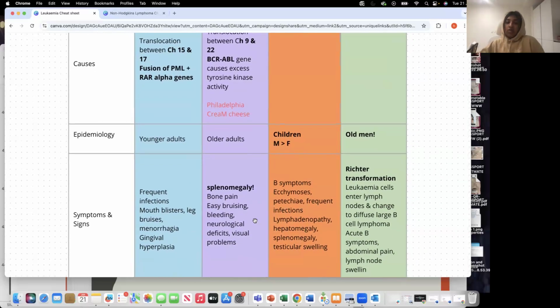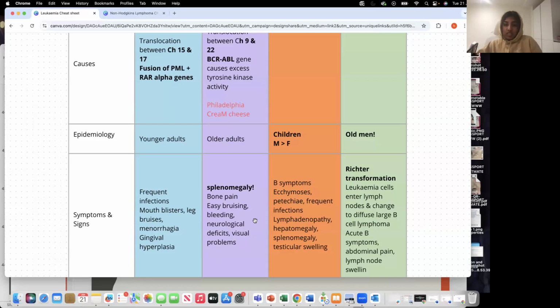AML has frequent infections, mouth blisters, leg bruises, menorrhagia, gingival hyperplasia. CML, in the exam questions, you will see splenomegaly, massive hepatosplenomegaly, bone pain, easy bruising, bleeding, neurological deficits, visual problems. In ALL, you can see B symptoms such as weight loss, fevers, all of that. Ecchymosis, petechiae, frequent infections, lymphadenopathy, hepatomegaly, splenomegaly, and testicular swelling.